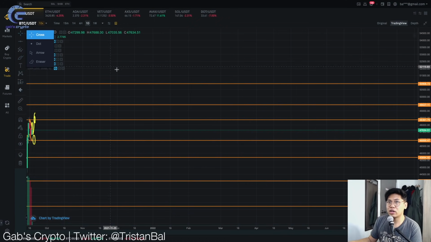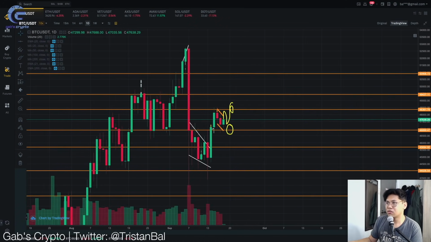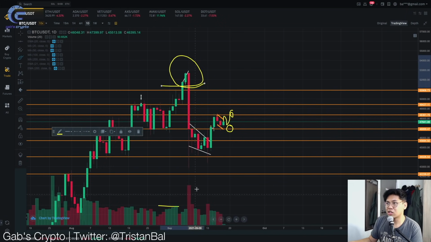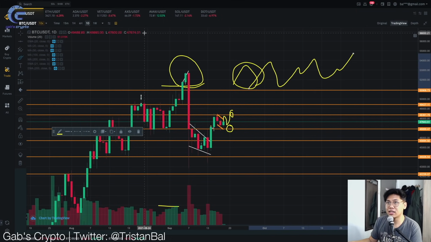Kasi if you're going to look at the 50.9K, previously dun tayo nagkaroon ng fake out kasi look at that, wala tayong buy volume upon breaking that one. So, no buy volume, nagkaroon tayo ng sell volume, so bumagsak tayo. So, right now, we need a buy volume dito above this 50.9K in order to continue our move to the upside. So, yun yung mga aking buy areas dito, 42 point.